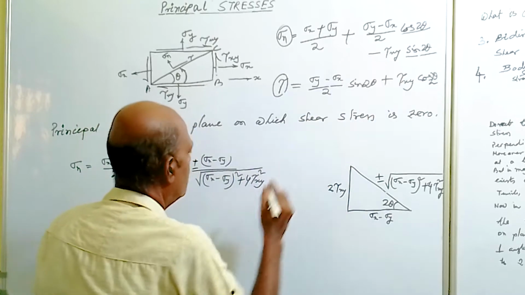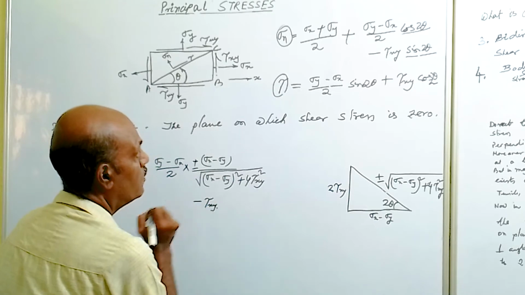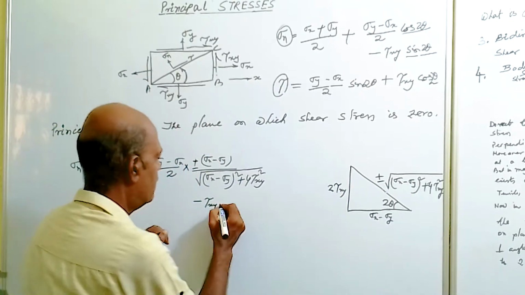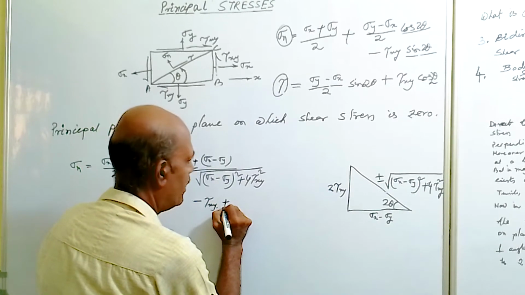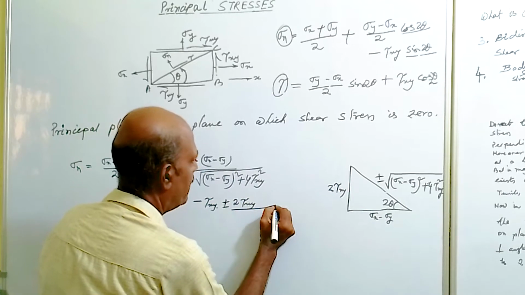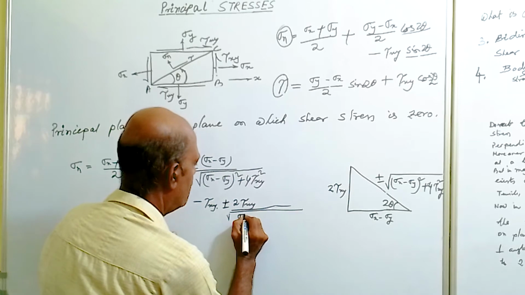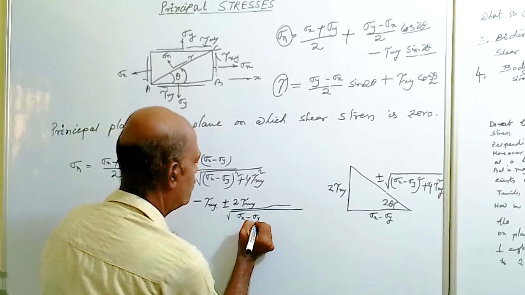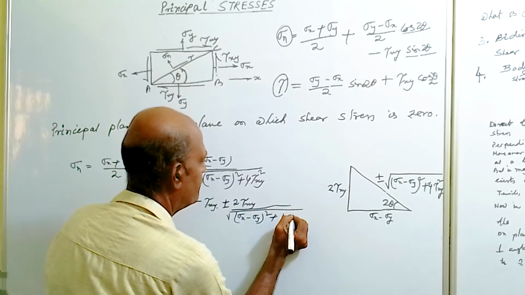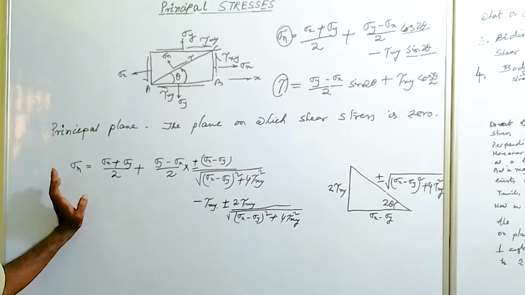Then minus tau xy into sin 2 theta. Sin 2 theta is equal to perpendicular by hypotenuse. So we can write plus minus 2 tau xy divided by square root of sigma x minus sigma y whole square plus 4 tau square xy. So we have got sigma y value.